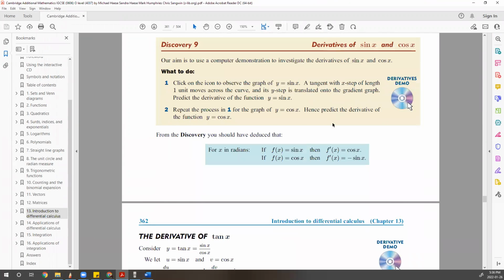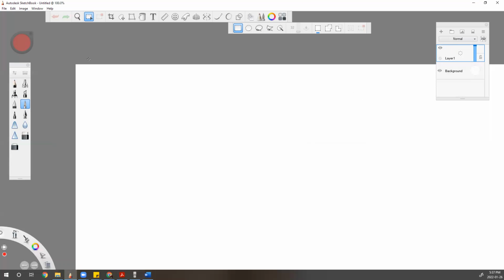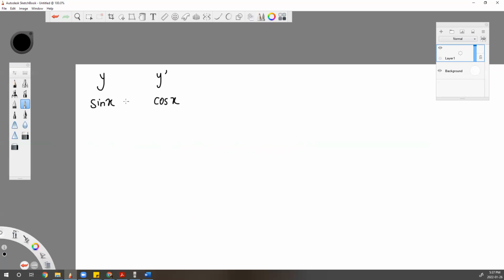Derivative of trigonometric functions. Okay, so I will give you a simple way to memorize. First thing, if y equals sine x, y accent is cos x. If y equals cos x, y accent is negative sine x. Where does it come from? Again, if you ask me where, I honestly don't know.